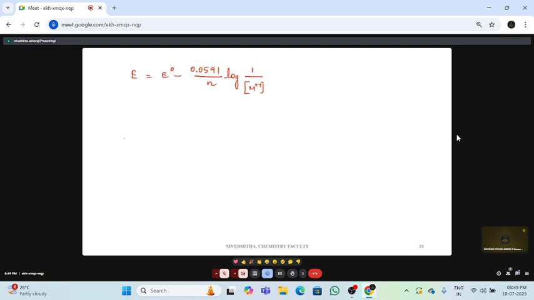Similarly, we can have it for a cell also. E cell is nothing but the cell potential under non-standard condition, which is equal to E naught cell minus 0.0591 divided by n log concentration of product divided by reactant. So this is the Nernst equation for an electrode and this is the Nernst equation for a cell.